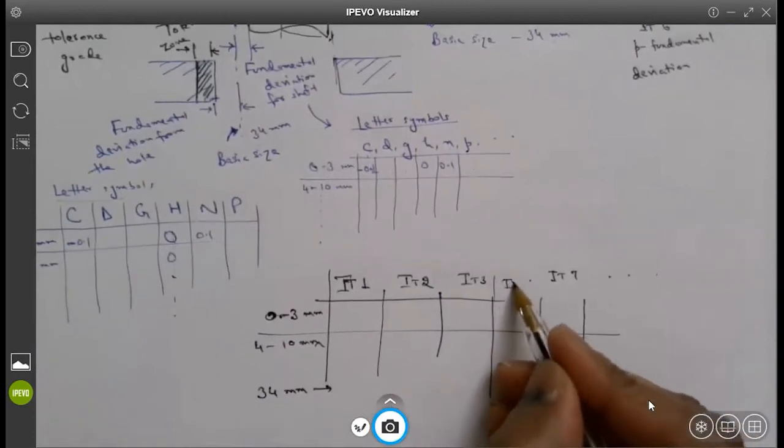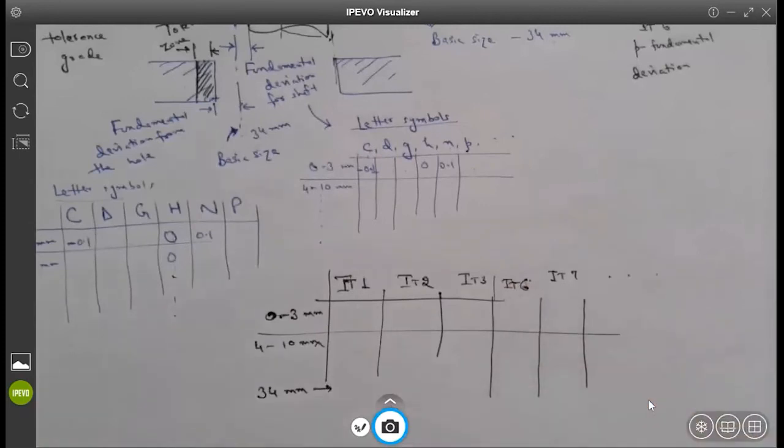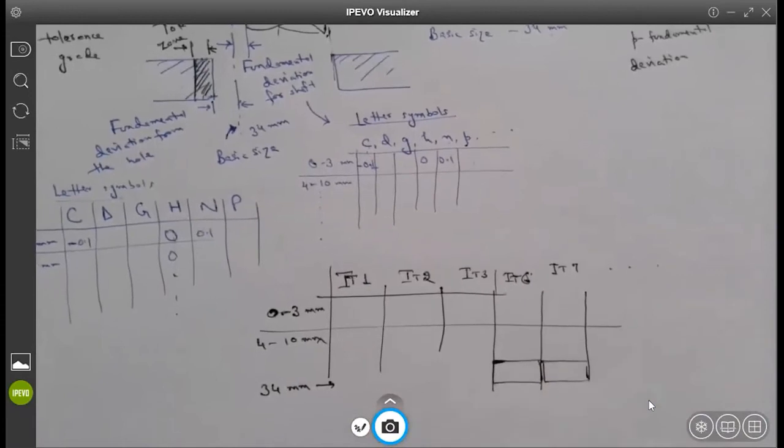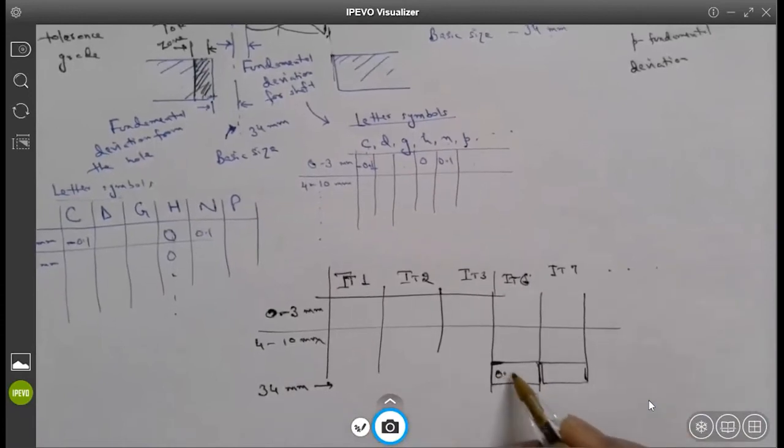You should look at it where? In the PowerPoint slides I just uploaded on Beachboard; you will find the table for IT grade and also fundamental deviation. So look at the slides and let me know what IT6 and IT7 are for 34 millimeters. Would it be 0.016 and 0.025? Everybody agrees here? If anybody does not agree, please let me know. I agree. Everybody agrees.